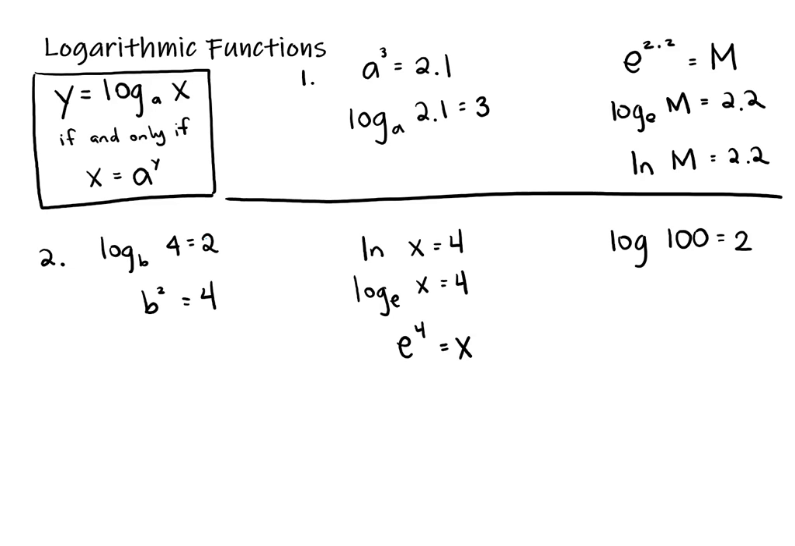The last question says log 100 is equal to 2. When the base isn't stated, then it's that invisible 10. And so since 10 is the base of our logarithm, we're going to write 10 to the power of 2 is equal to 100.